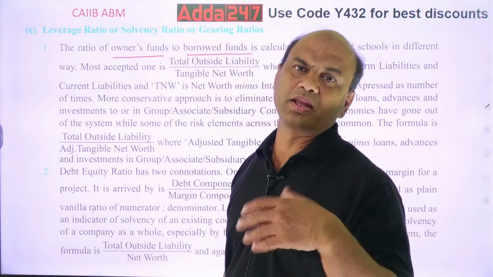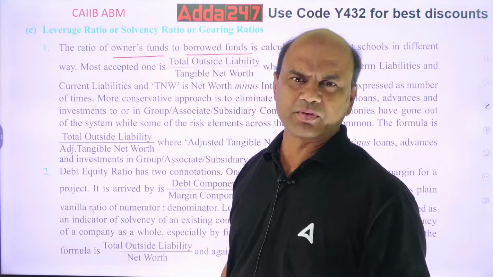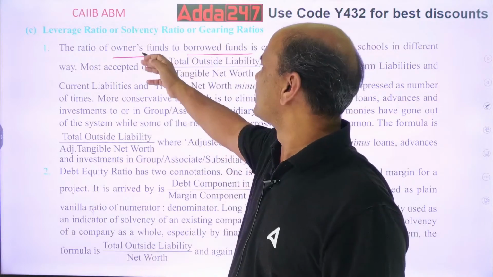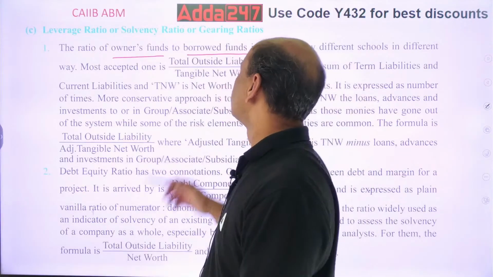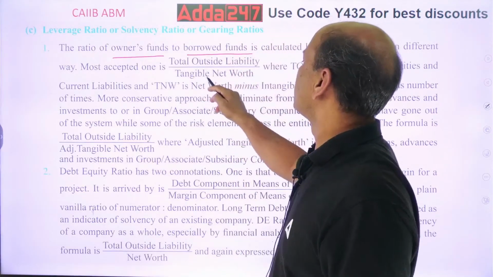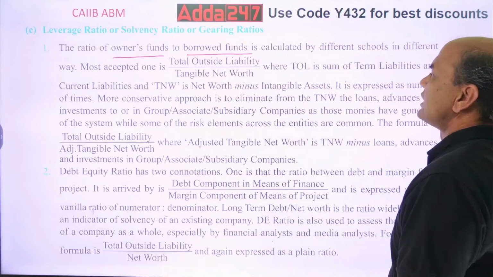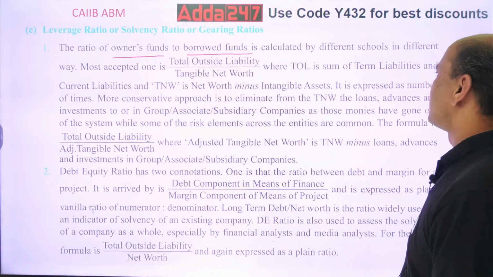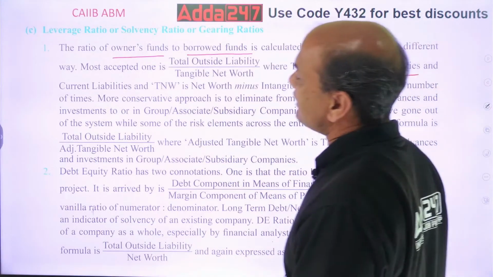Outside debt upon equity, my own funds. So somebody calls it debt equity ratio, sometimes somebody calls it owner's funds to borrowed funds. The most accepted one is total outside liability upon total tangible net worth. Okay. Now what is total outside liability? Total outside liability is the sum of term liabilities and current liabilities.